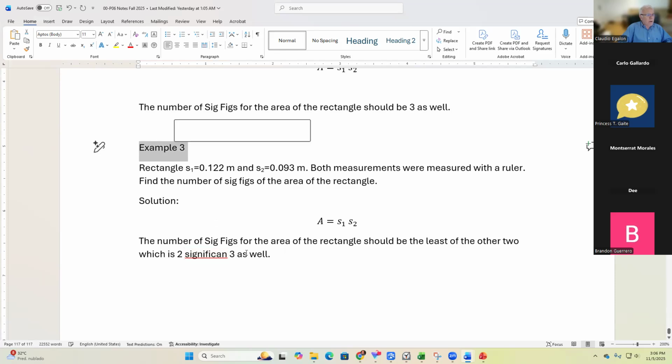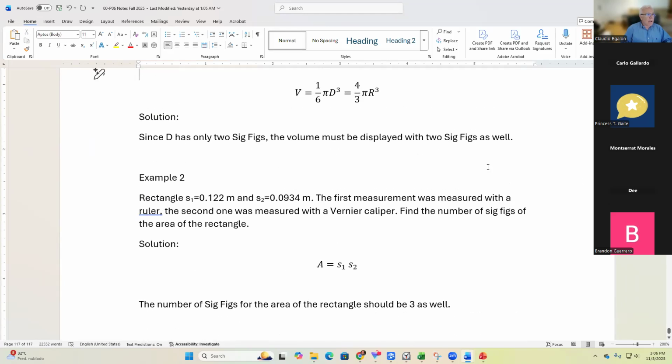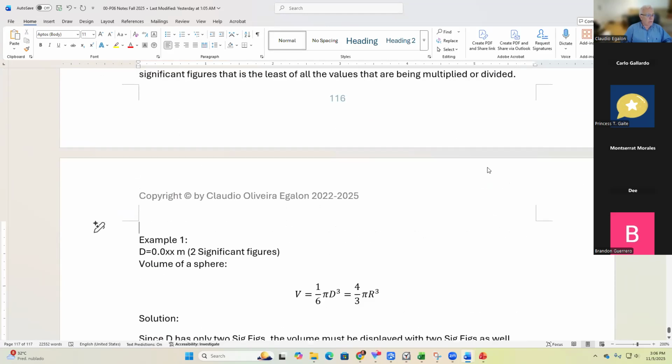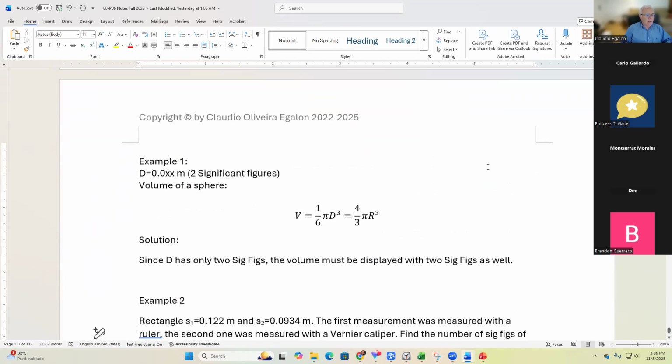Now, example number 3, right? I was doing examples 1, 2, and 3. In example 1, I measure the diameter of a sphere with a ruler, and I know the number of significant figures that we have with the ruler. From the number of significant figures of the diameter, I know how many significant figures the volume is going to have.